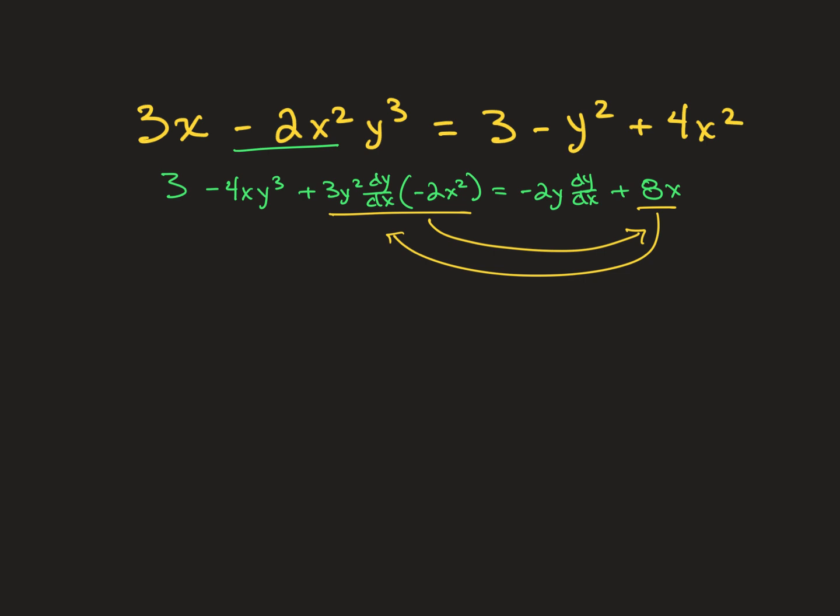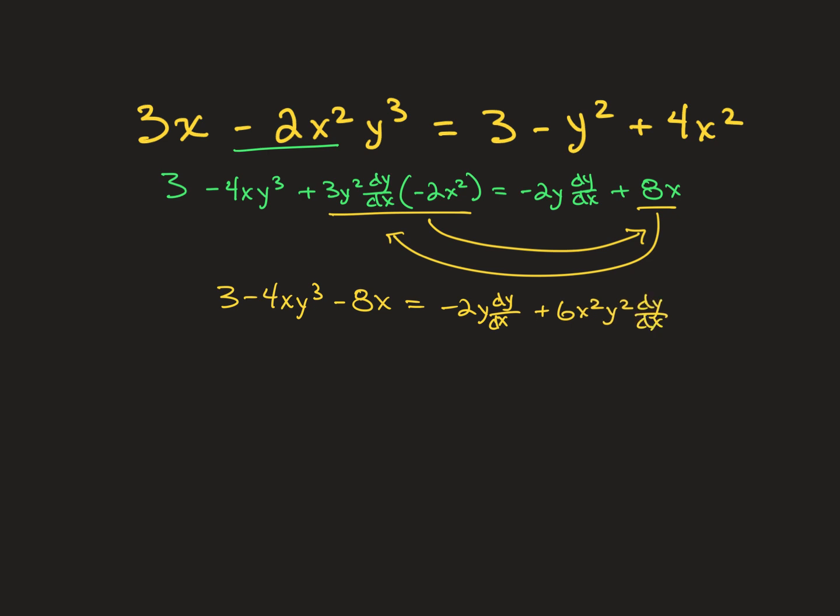All right, and so now I end up having 3 minus 4xy cubed, and then minus 8x is equal to, now I have negative 2y dy/dx. Minus 3y squared. And then, what does this simplify to first? This is a 3y squared times negative 2x squared. And so negative 2 times 3 is what? Negative 6. So really I'm doing what? I am adding 6. And so now I'm adding 6x squared y squared dy/dx.